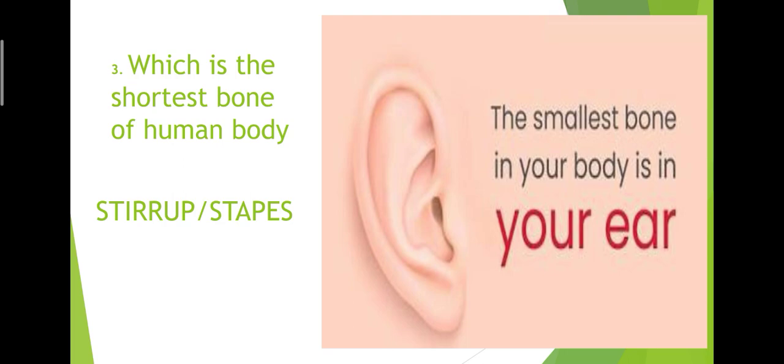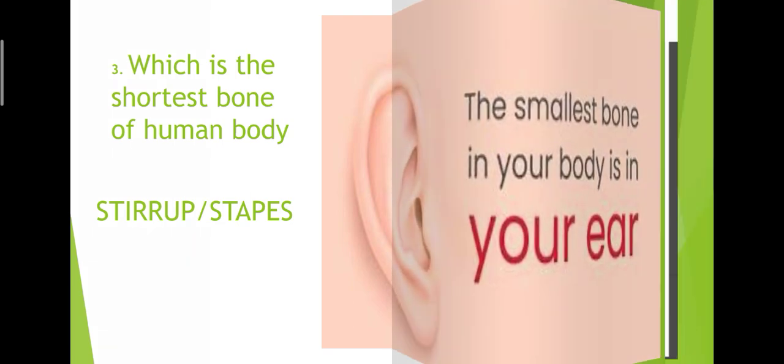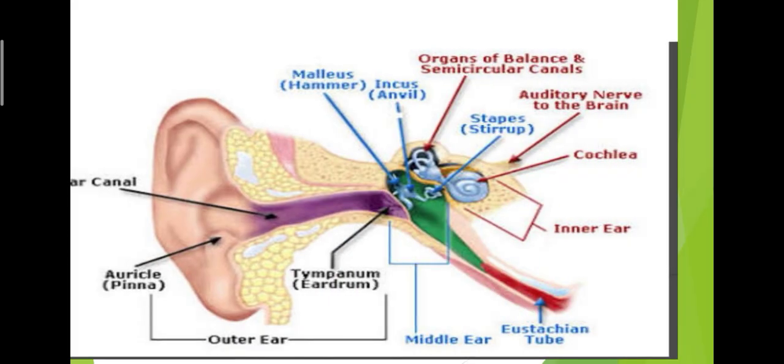So let's have a look at the diagram of the ear. Children, this is the diagram of the ear. The ear can be divided into three parts: the outer ear, the middle ear and the inner ear. This smallest bone, stapes, is found in the middle ear. You can see it is written in blue color. There are three bones in the middle ear.